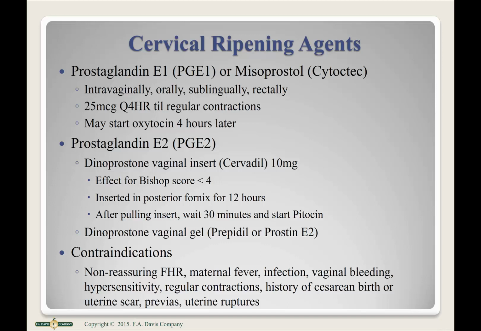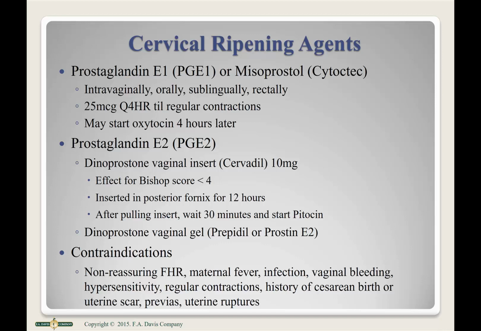Now the next one is Cervidil. Cervidil is like soap on a rope. It has that prostaglandin medication in this little mesh fabric. It's connected to a little string. We insert that vaginally up by the posterior fornix behind the cervix, and we usually leave that in for 12 hours. And then after the end of 12 hours, we pull that out.